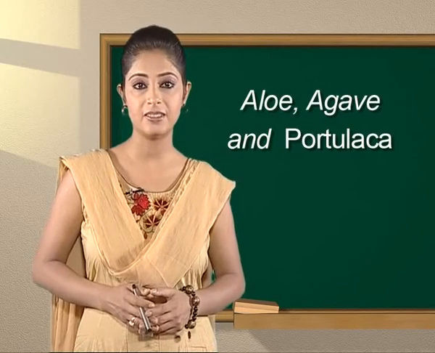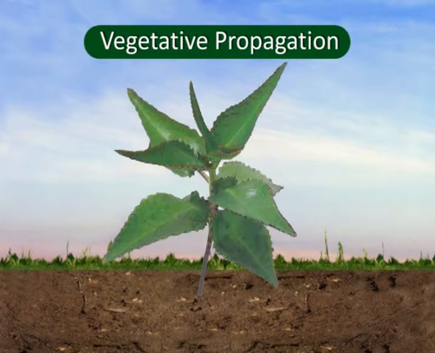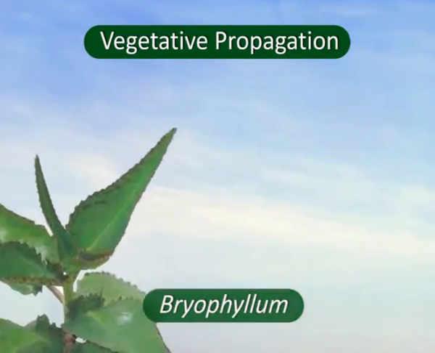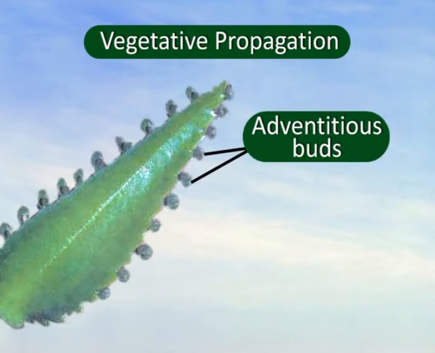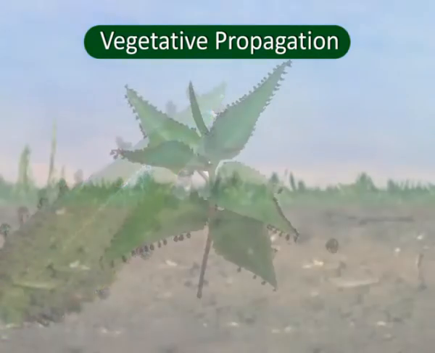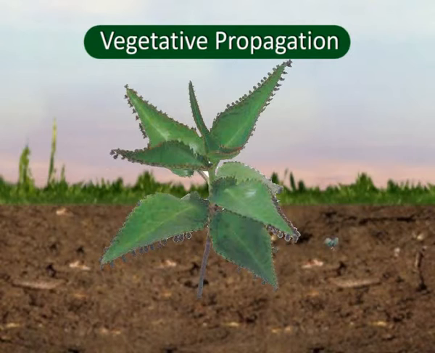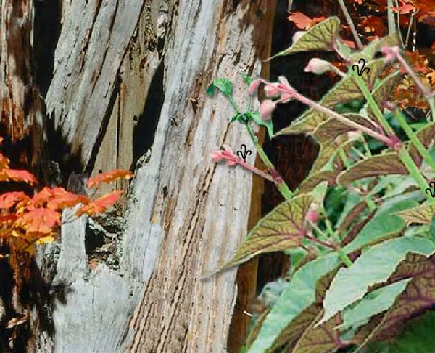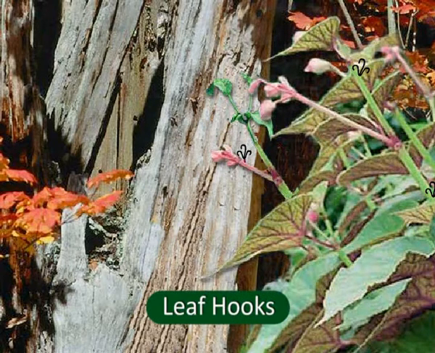and food material. The next type of leaf modification is meant for producing new plants. Let us know more about it. In some plants like bryophyllum, leaves bear adventitious buds in the notches of their margins. These adventitious buds are capable of growing into new plantlets, or we may say that adventitious buds help in vegetative propagation. The last type of leaf modification is leaf hooks.